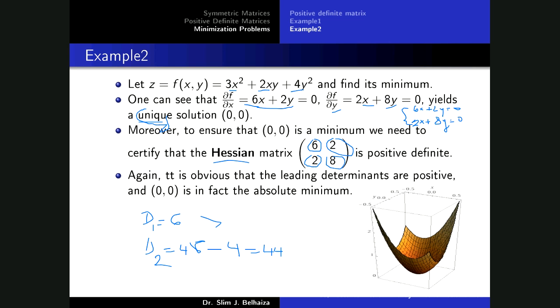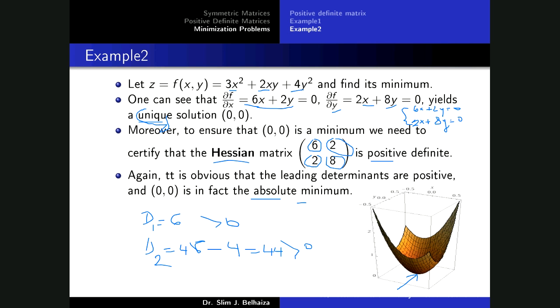And since they are positive, we can certify that this matrix, first of all, is positive definite, and this point is, in fact, the absolute minimum. If you plot the graph here, I used Wolfram to plot it, you see that the 0, 0 lies at the bottom of the curve.